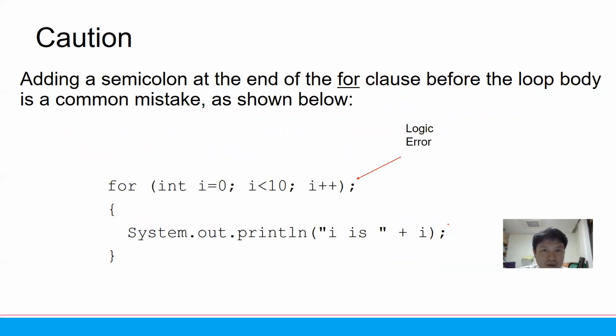Remember, when you have the for loop, you cannot put the semicolon after the statement in the for. Okay, so this we call the logic error. If you have the logic error, that can be a cause of your program not compiling. So this logic error, you should be very careful.